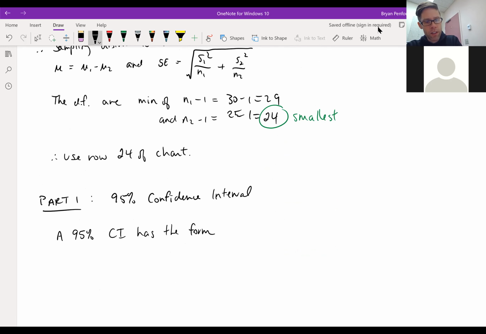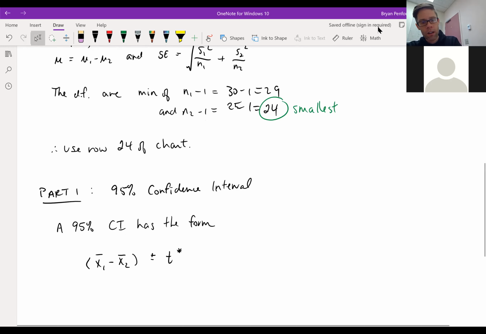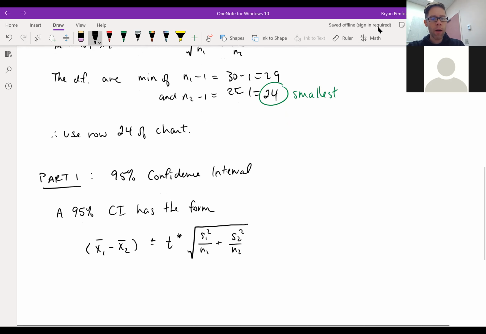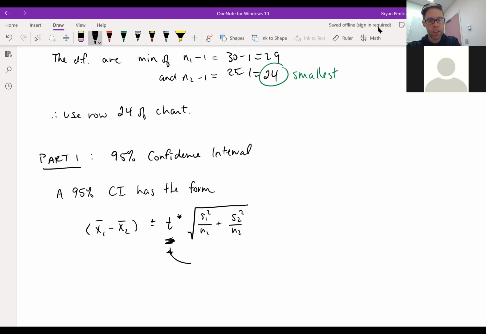And a 95% confidence interval should have the form x1 bar minus x2 bar. So we're going to calculate that. And then we're going to add and subtract some cutoff number from the student t table times the standard error, which is given by that awful square root. Now, what we should probably do is head over to the t-distribution and find this first, because we really have all the other bits of information that we need. I know x1, I know x2, and I know the s's, and I know the n's. So the only thing we're really missing is this t star number from the table.